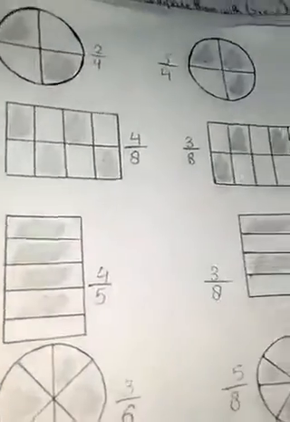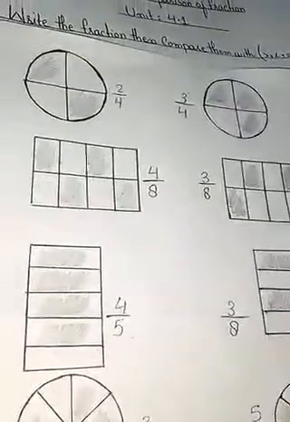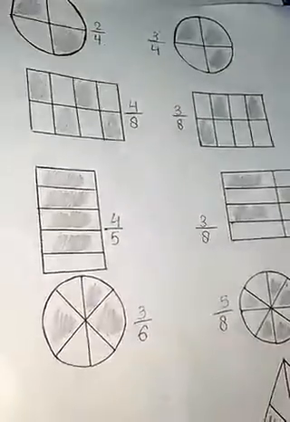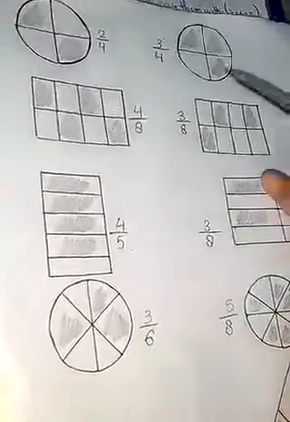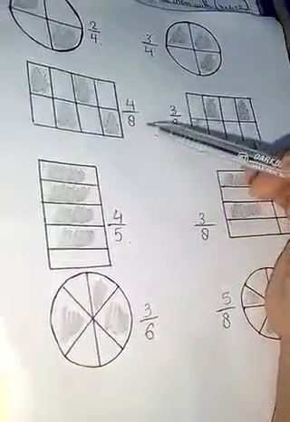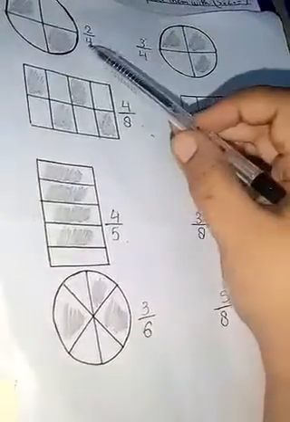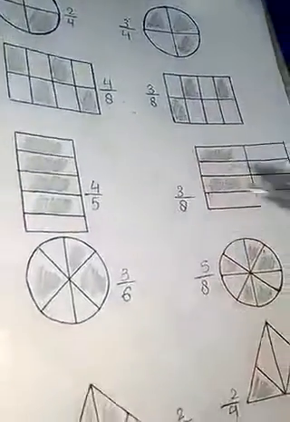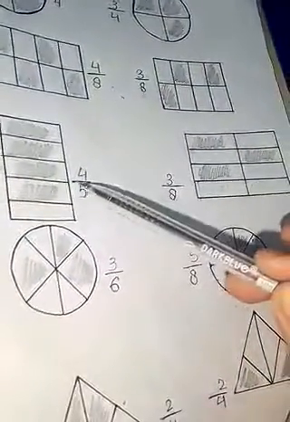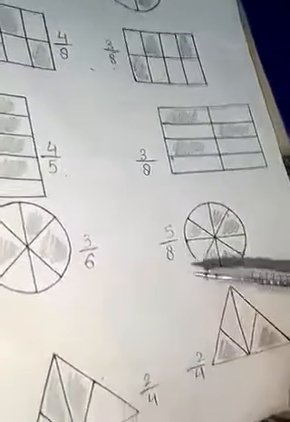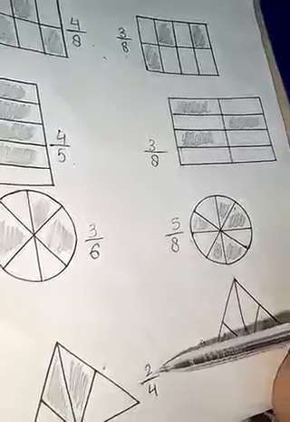Now we have to compare the fractions with the greater than, less than and equal to signs. In these fractions we have 3 conditions. In the first 2 diagrams we have the same denominator, but in the third and fourth diagrams we have different denominators, and in the last one we have the same fraction.